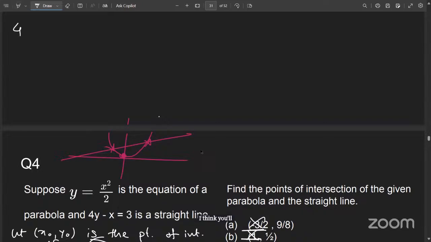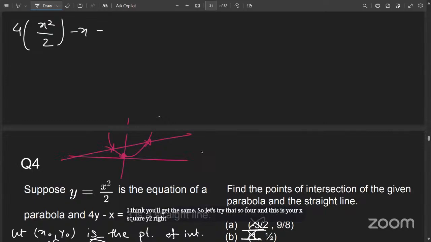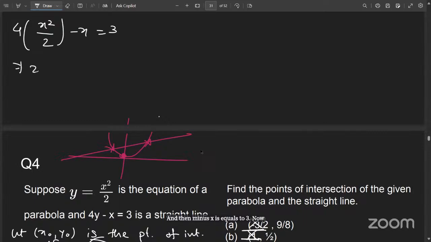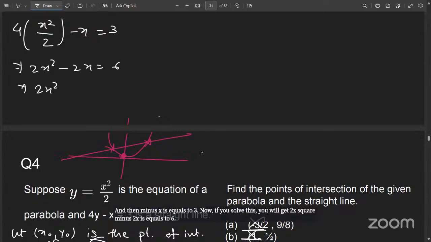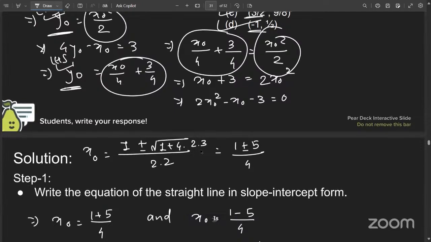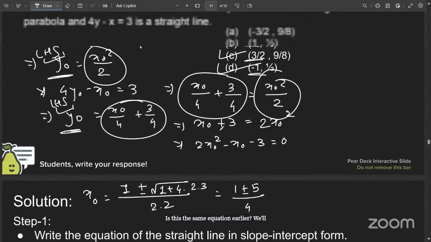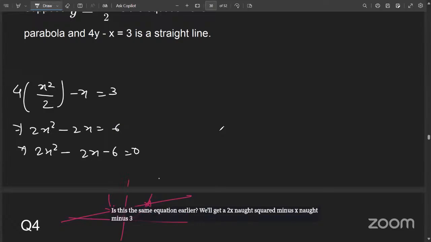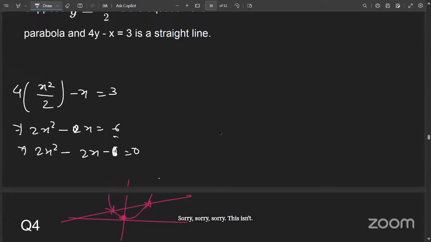So let's try that. So 4 and this is your x square by 2, right? And then minus x is equals to 3. Now if you solve this, you will get 2x square minus 2x is equals to 6. That means 2x square minus 2x minus 6 is equals to 0. Right? Is this the same equation I'll get? We'll get 2x naught square minus x naught minus 3. Sorry, this is not. This is 3 only, because 2 will cancel.